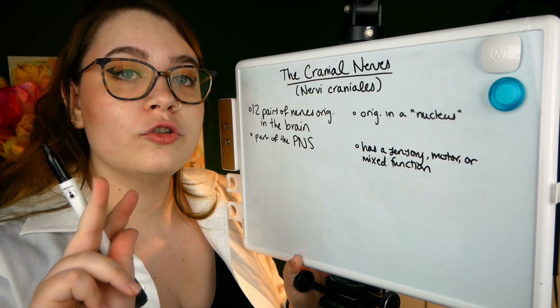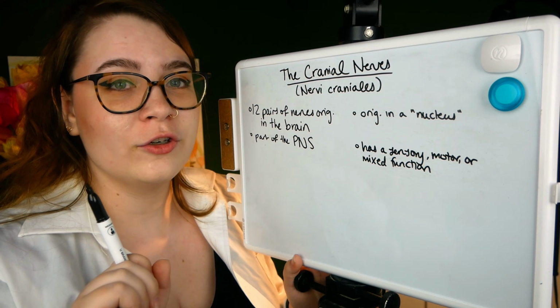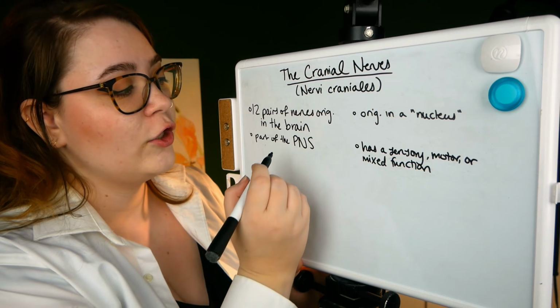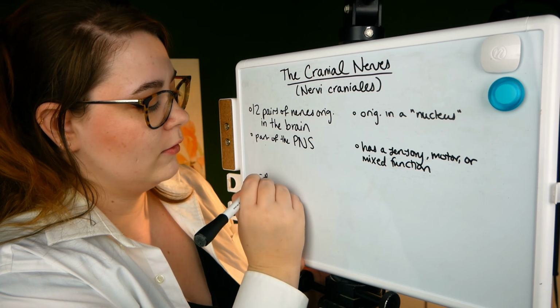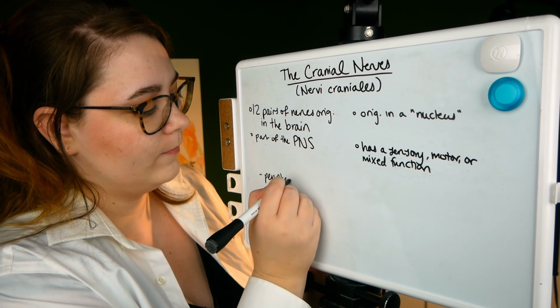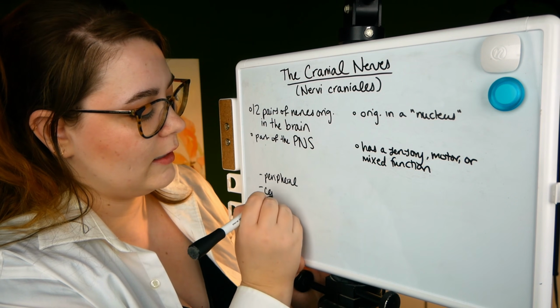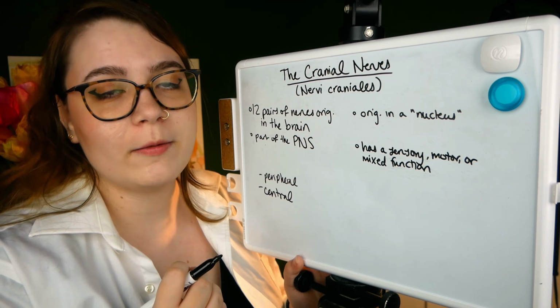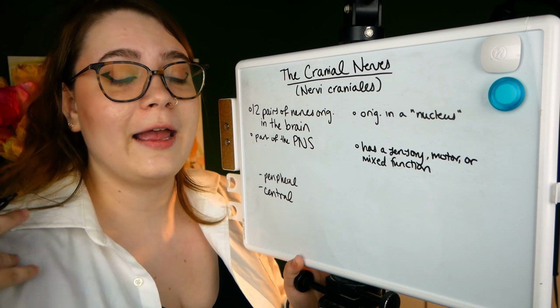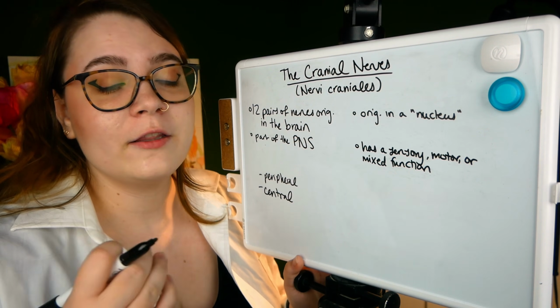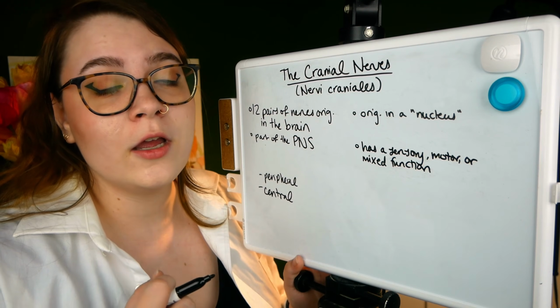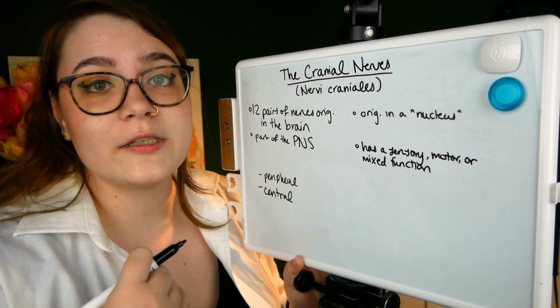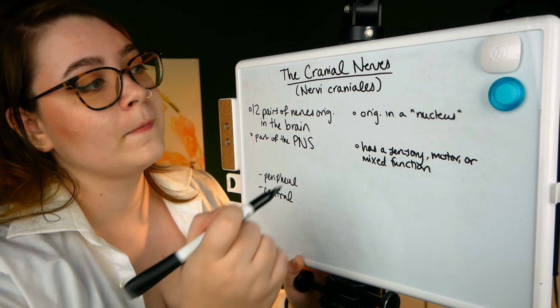So you have two types of nervous system sections. You have the peripheral and the central nervous system, which is primarily your brain and your spinal cord. The function of the nerves are to send and receive information.